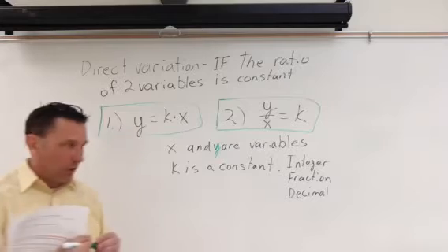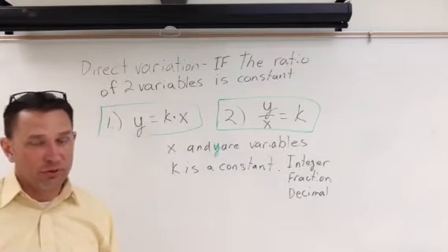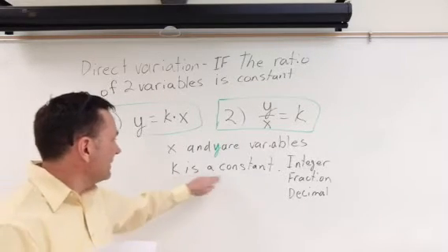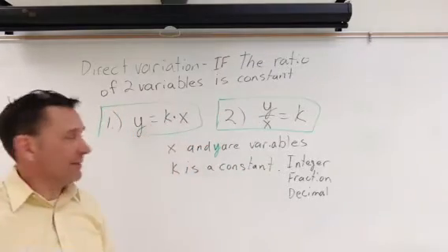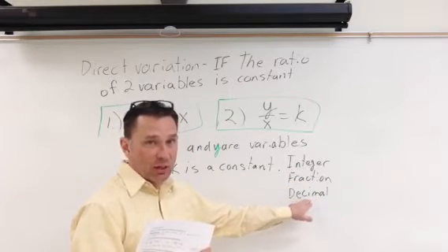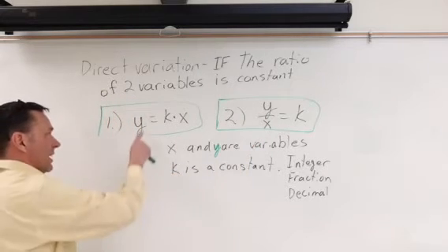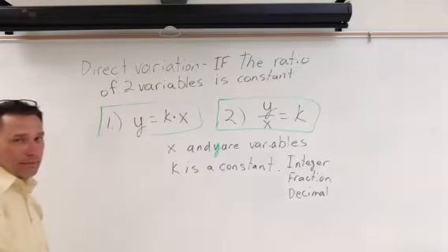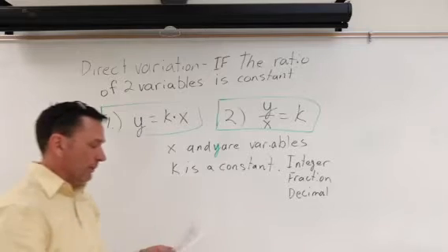Whenever we have equations, x and y are usually going to be your variables. They're always going to be in the equation. The k is the constant. We need to have a number for that constant, whether it's an integer, whether it's a fraction, whether it's a decimal. All right? That should be a number here. So when we're all said and done, our equation might look like y equals 2/3 x, or 2/3 times x. That's what we're looking to do.